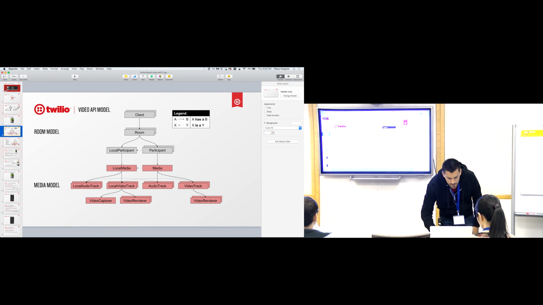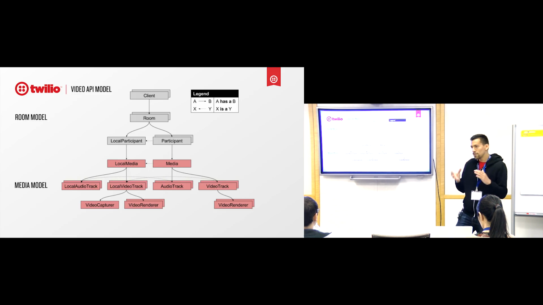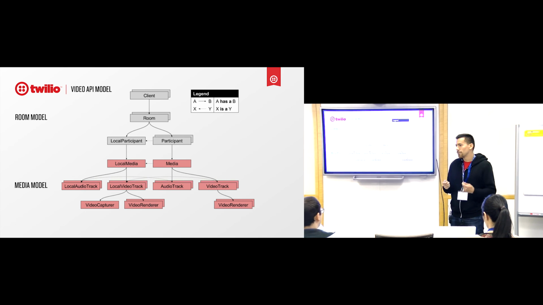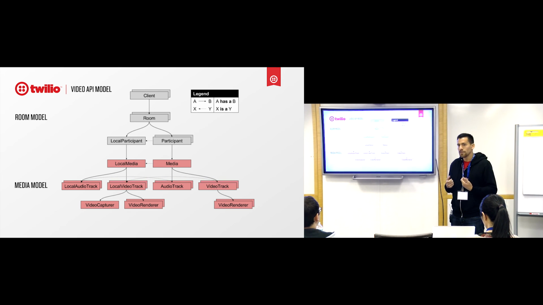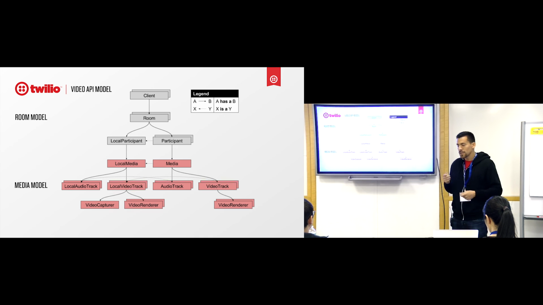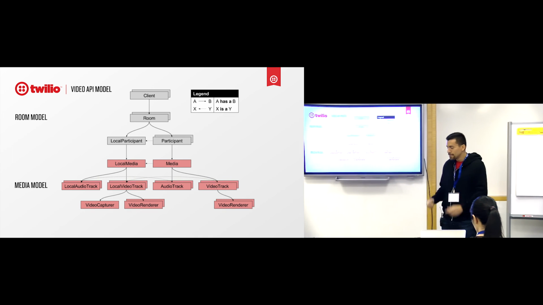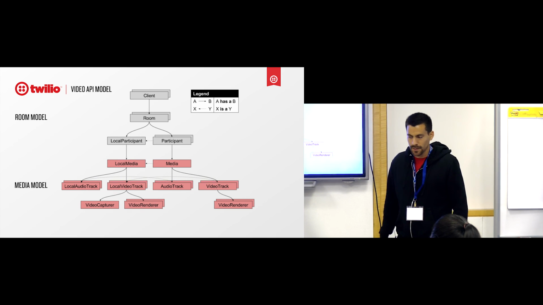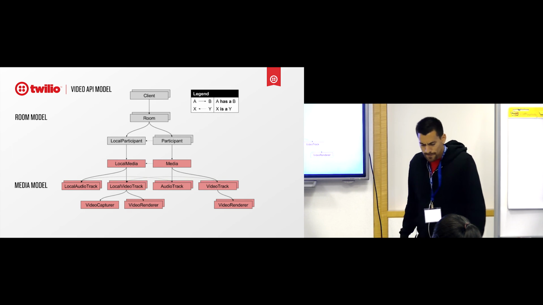So what you just saw is actually two aspects of our API model. There's the room model, which is the notion that you can connect to a named resource, in this case, the room Android. And you're actually represented as what we refer to as a local participant. And then any number of participants can join and leave that room at will. And so those participants are represented as a participant.